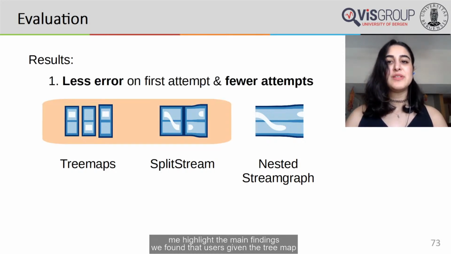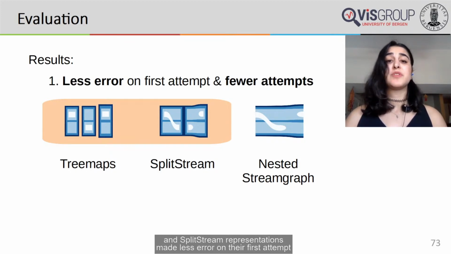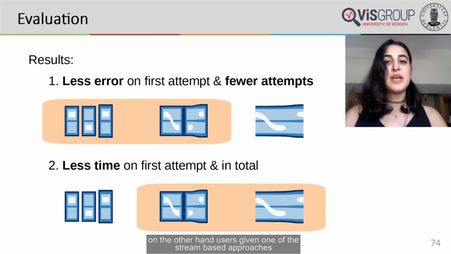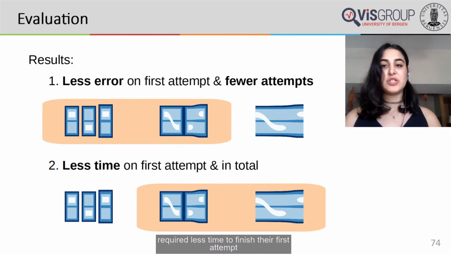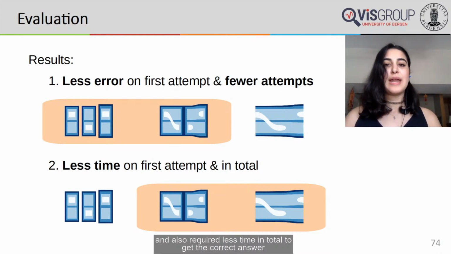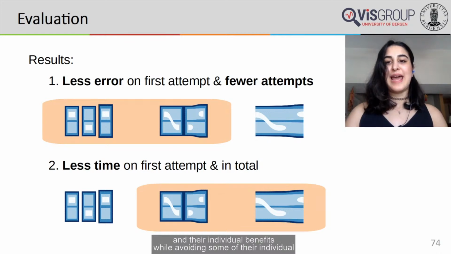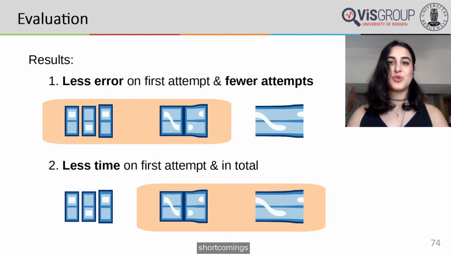We found that users, given the tree map and split stream representations, made less error on their first attempt and required fewer attempts to find the correct answer. On the other hand, users, given one of the stream-based approaches, required less time to finish their first attempt and also required less time in total to get the correct answer. We can see that our split stream method manages to combine both representations and their individual benefits while avoiding some of their individual shortcomings.